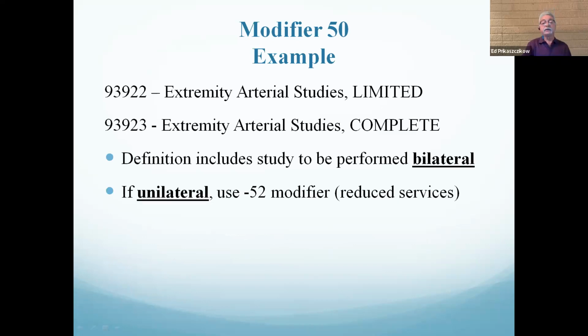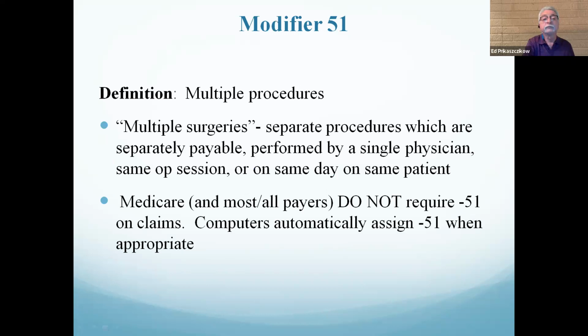Okay, and here's another example of where the code says bilateral. And so when you do this bilateral, the 93922, the limited or complete arterial study of the non-invasive vascular testing, you do not use the bilateral modifier because the definition of the code states that it's bilateral. And if you end up doing this unilateral, you have to use another modifier to let them know that you did less than what the code definition was.